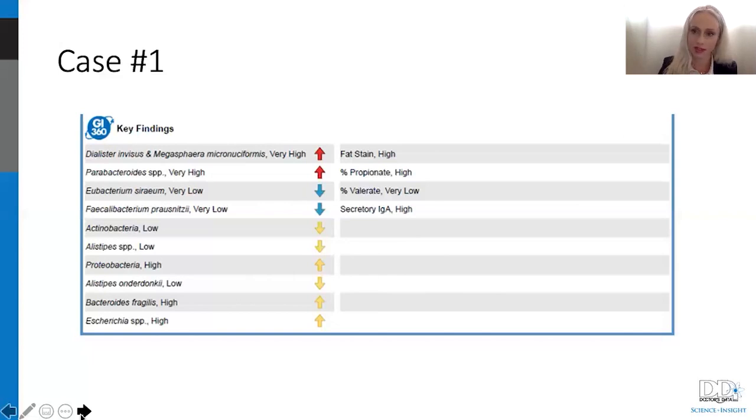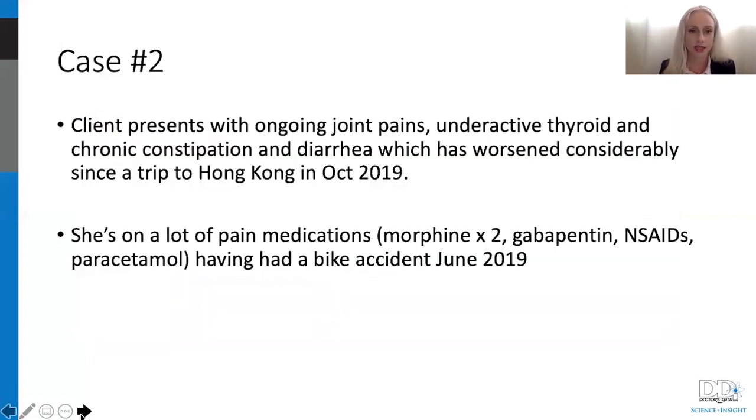Now we'll move on to the second case. This is a patient that presented with ongoing joint pains, and does have a history of hypothyroid, chronic constipation, and diarrhea, which has considerably worsened since a trip to Hong Kong in 2019, a few months before this test was done. The patient is currently on quite a few pain medications due to a bike accident in the summer of 2019.